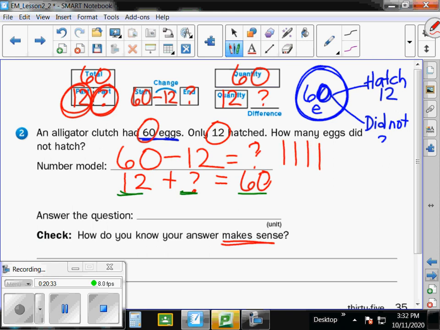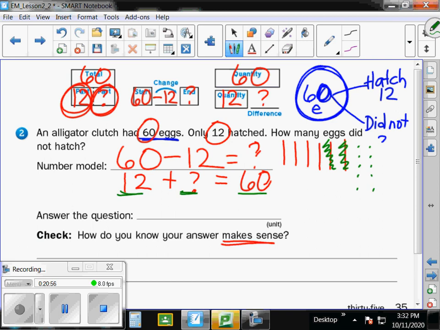10, 20, 30, 40, 50, 60. I need to subtract 12. Okay, so I'm going to subtract 12. Well, I can subtract 10, but I still need to subtract 2 ones, and I don't have any ones over here. I'm going to take a 10 and turn it into ones. 1, 2, 3, 4, 5, 6, 7, 8, 9, 10.